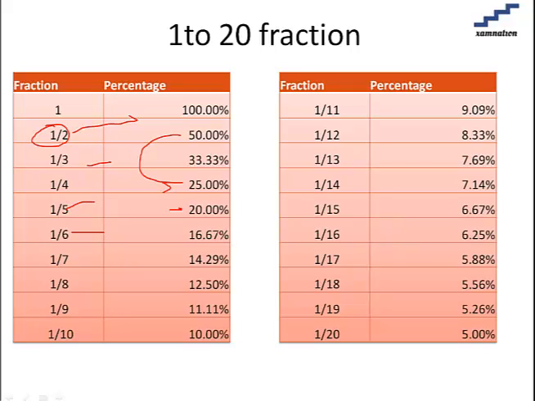Okay, we are taking two digits only, up to two digits. 1 by 7 is a little bit tricky, it's 14.29. You can easily remember that 7 2s are 14, 14 2s are 28, so around 28 it is. Okay, so 14.29. This table, remember it as much as you can, that is it.